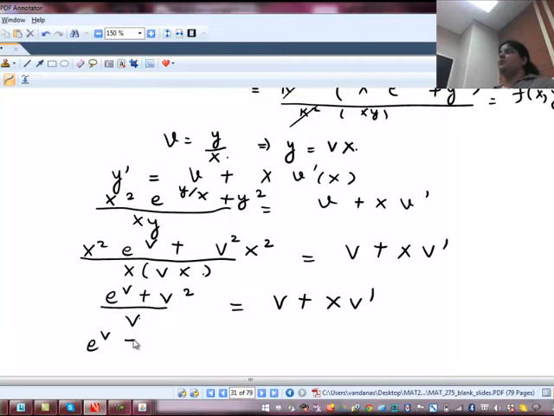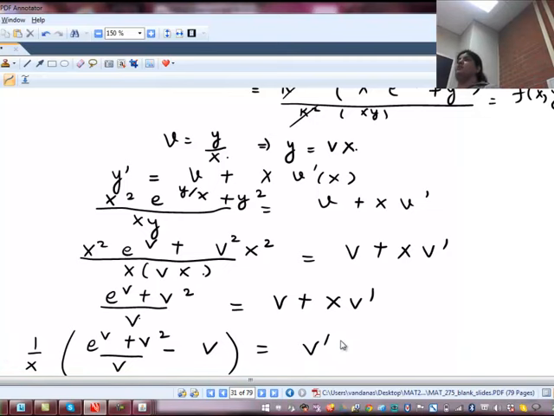So e to the power v plus v square over v minus v is equal to, and if you want, you can write 1 over x, and this is equal to v prime, and v prime is d v over d x. So this is a function of v and this is x, and now you can separate and integrate. So you will eventually get a function of v, that is v x. Once you have v x, you multiply by x to get your actual solution y.